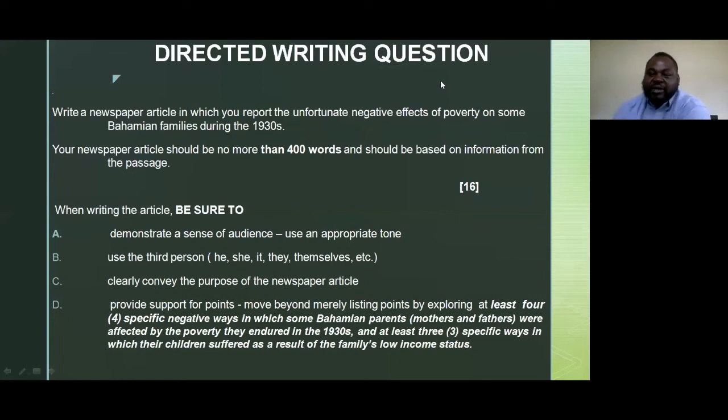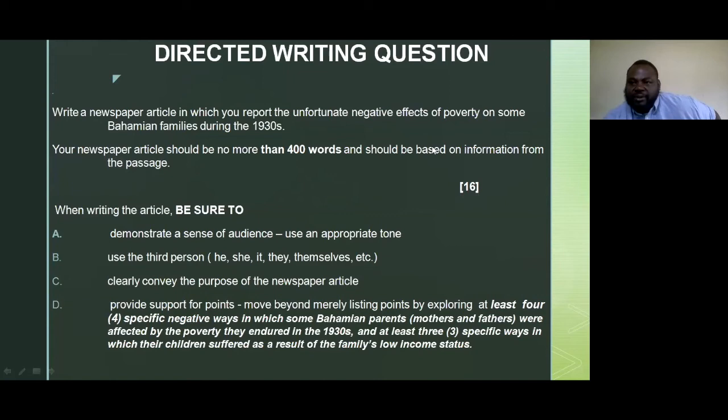Now, very good. So we are newspaper writers, historians, or researchers. Our audience would be the general public. We're writing a newspaper article, and what all they want us to include. I want to draw your attention to D. Look at D when it says writing the article, be sure to.